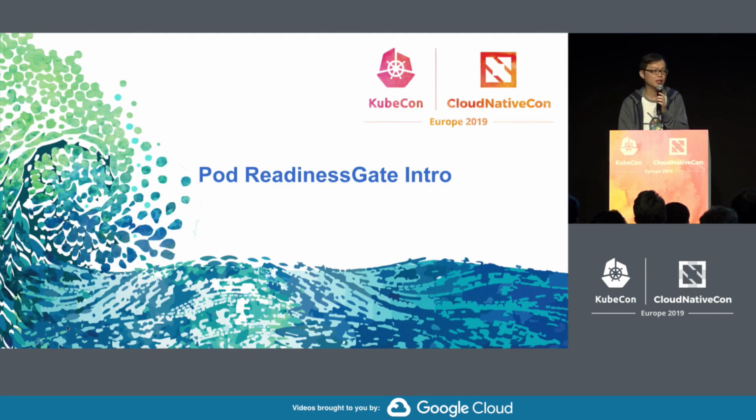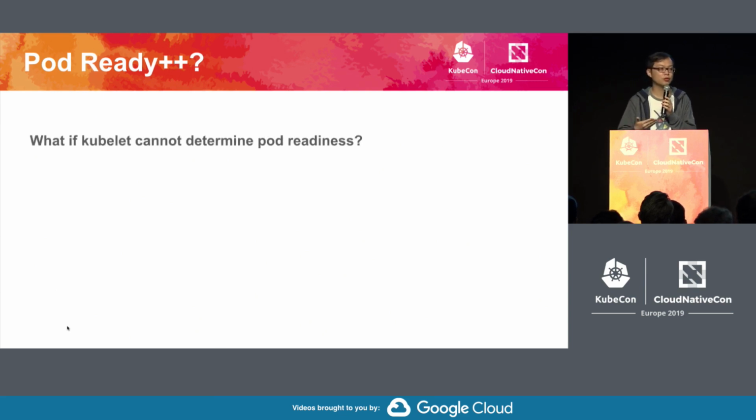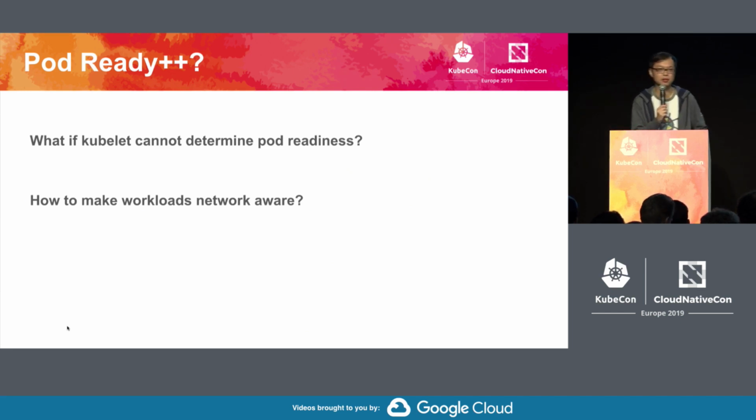So here comes the pod readiness gate. Kubelet dictates pod readiness so far. The readiness probe only executes on the node, and no external feedback is allowed to influence pod readiness. So what if Kubelet is not capable of determining whether a pod is ready or not? Secondly, what if we want workloads to be network aware, meaning that when I proceed with a rollout, I want to make sure everything is ready, meaning the endpoint is ready, the network policy is ready, everything related is ready, before I proceed, not only what Kubelet tells me is ready.